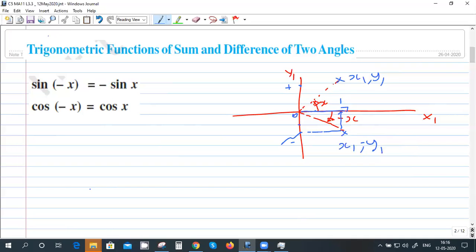So sine of angle x, using this point, I'll get as y1 by r. And sine of angle minus x, using this point, I'll get as minus y1 by r. So from this I can write minus y1 by r is minus sin x. So I've got this relation here: sine of minus x is minus sin x.